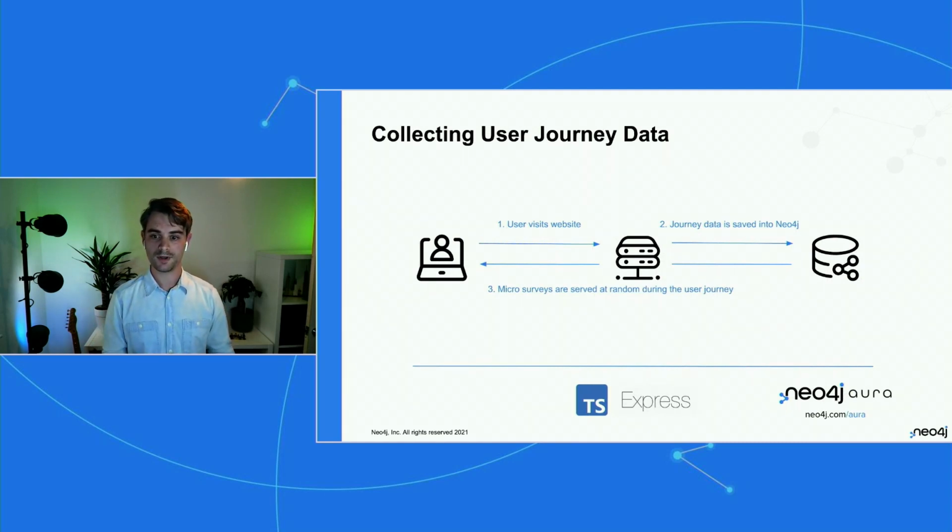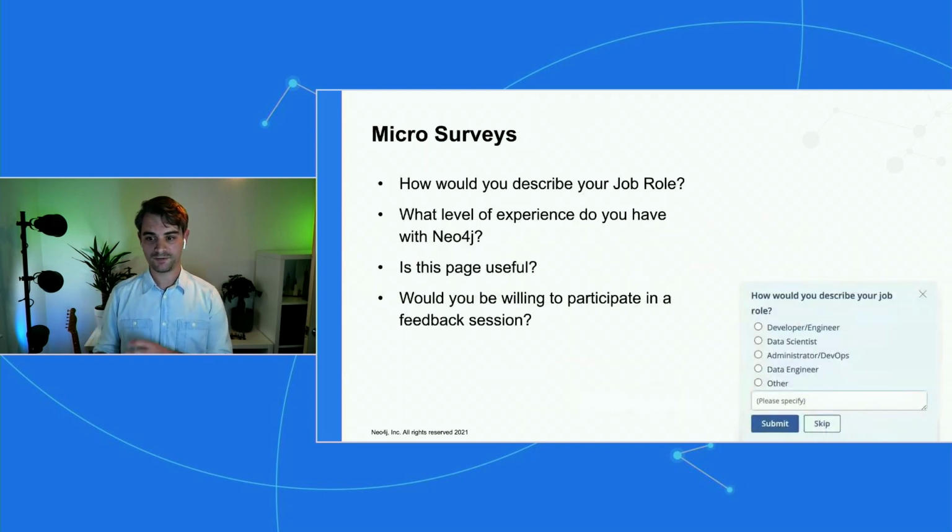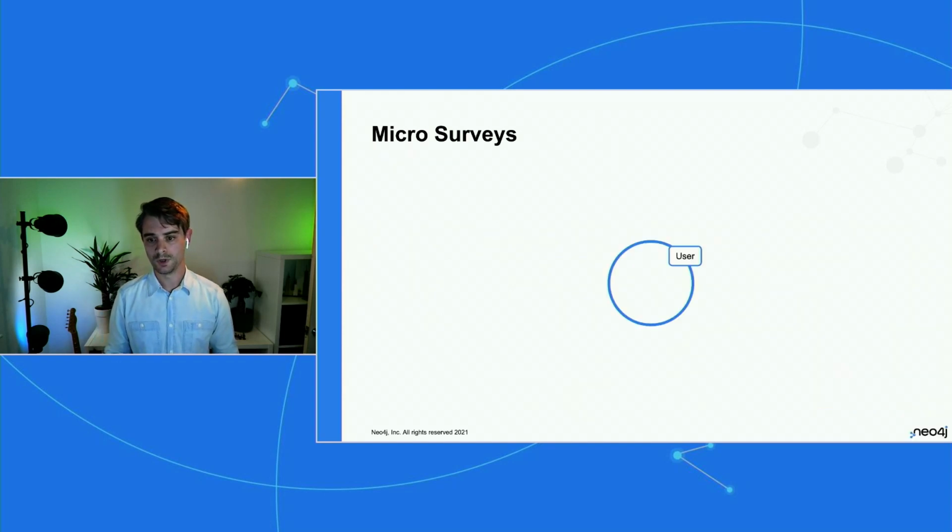But in order to do some more specific analysis, the API also returns some micro surveys at random, which allow us to learn a little bit more about the user and their motivations at that point in time. So you may have seen one of these boxes appear in the bottom right-hand corner of your screen. This is used to ask questions such as, what is your job role and what is your level of experience with Neo4j? That information is stored with the user node.